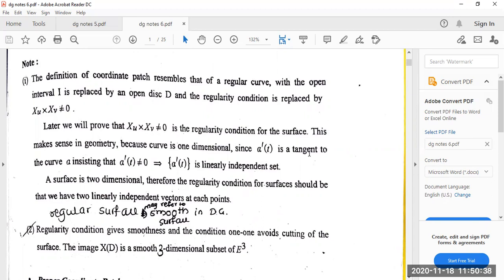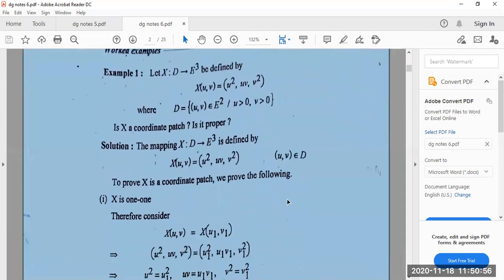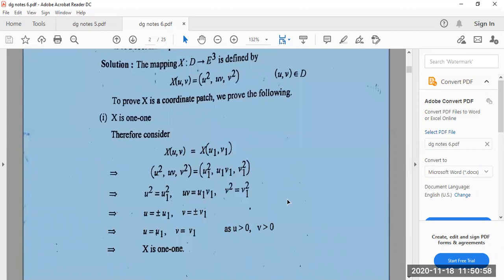So let us study our mapping X, which is given to us as u square, u v, v square. Okay, so let us see whether X is 1-1. First, if we want to consider X is 1-1, let us check when the images are equal. X of u1 v1 is equal to X of u2 v2, or you can check X of u v is equal to X of u1 v1. Later on we have to prove u is equal to u1, v is equal to v1.